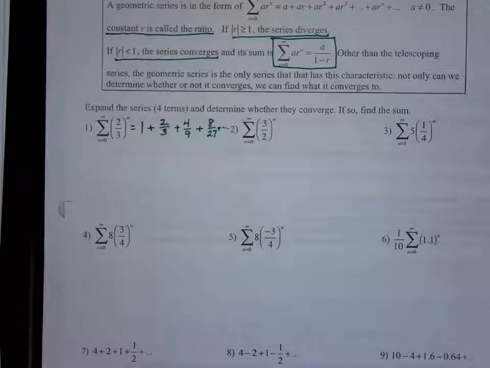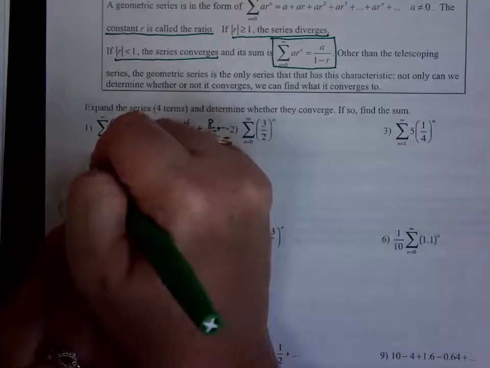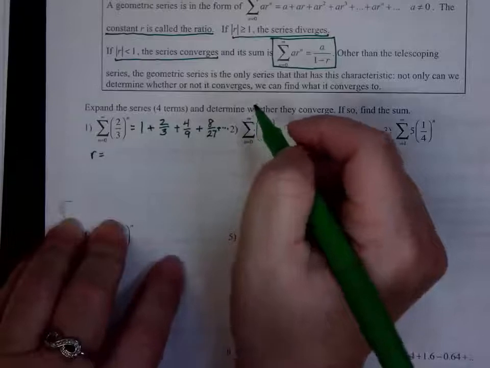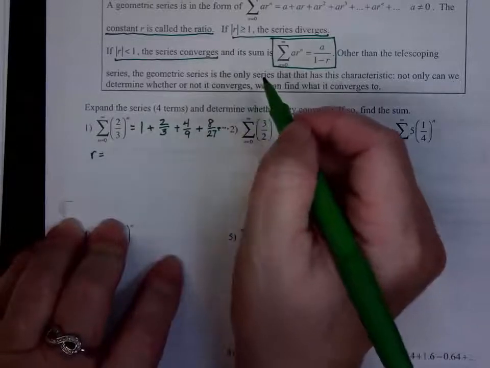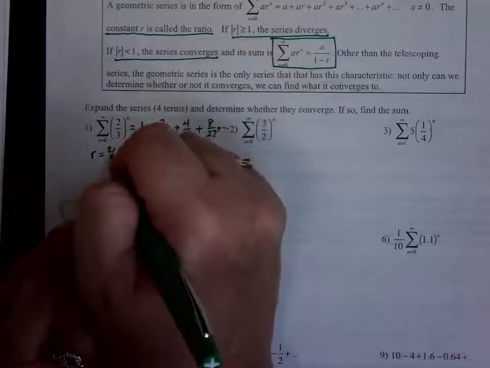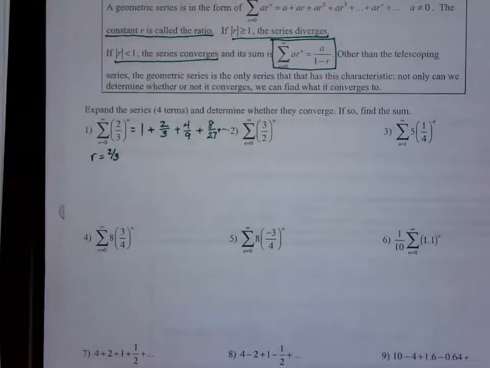Okay? Are those fractions getting smaller? Do they look to be? Yes, they look to be. So chances are it may converge. What is r? What am I multiplying by every time to get from one term to the next? 2/3. 2/3, exactly. r is 2/3. Now, after you find r, ask yourself, is r between -1 and +1? Yes, therefore it's going to converge.